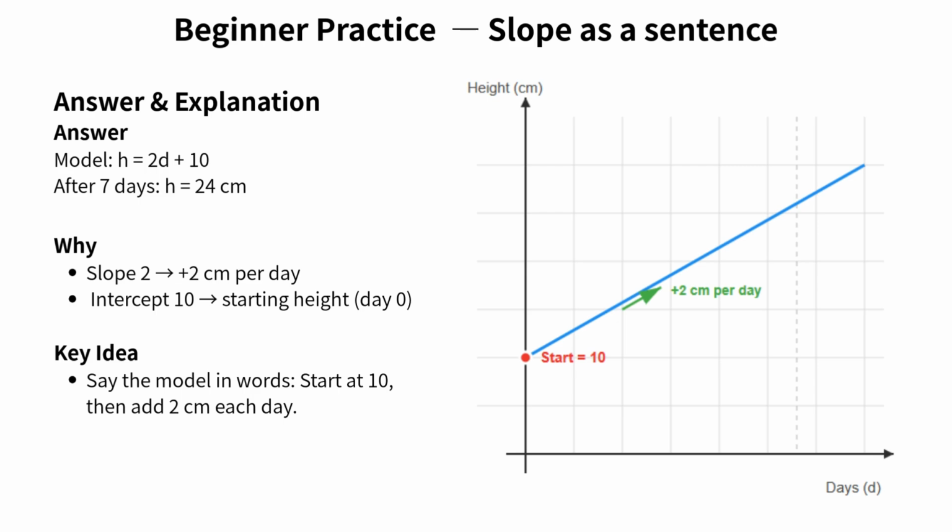Key idea. Say the model as a sentence. Start at 10, then add 2 centimeters each day. If your sentence matches the story, your equation is correct. If something looks off, recheck the slope and the intercept.